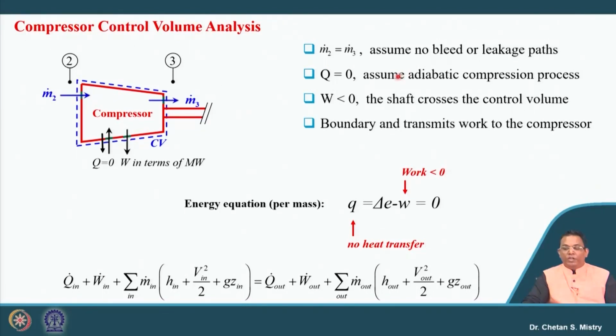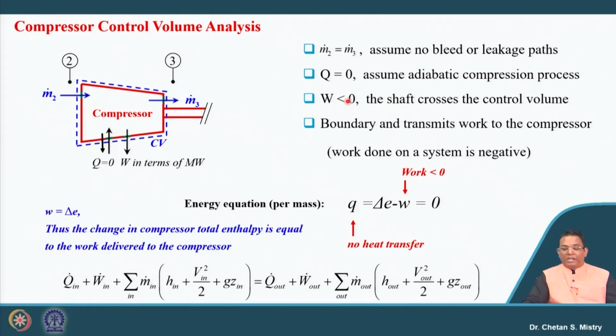I say my Q is 0 because we assume the compression process to be adiabatic, and in this case we are giving work to our rotor, and that is the reason my shaft is crossing the control volume boundary and transmitting the work to the compressor. That is why we say the work is being done on my system, and that work done we show as a negative value.